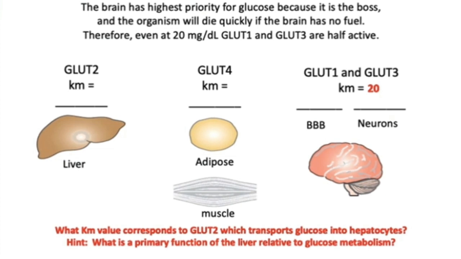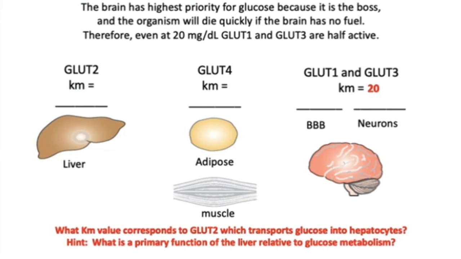Now, how about the other values? Can you assign them? Let's look at the hepatocytes. Which of the Km values do you think it will have? 20, 90, or 300? And again, I hope you'll stop and think about it. And now I'm going to answer it.